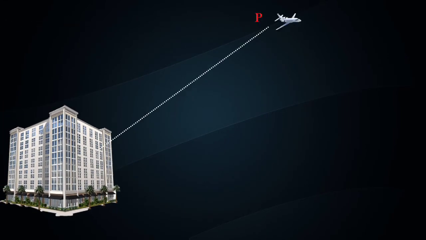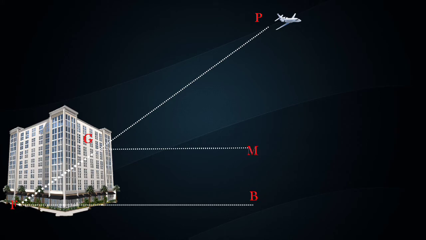So let us take another example over here. There's a building, there's a plane flying in the air. The plane is flying at point P. Another person is looking from point G and F. Two people are there. So GM will be the horizontal view from the place where he is standing.